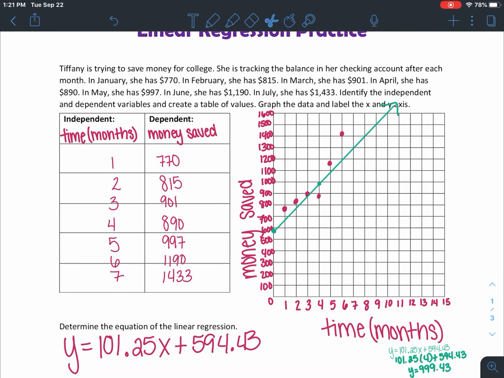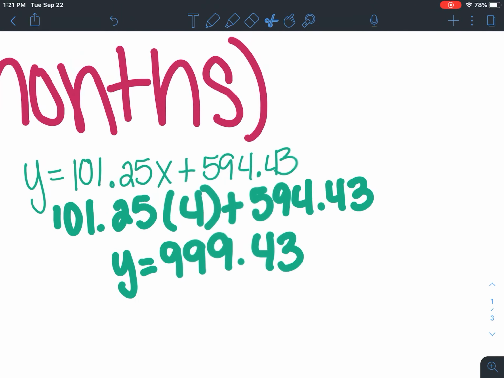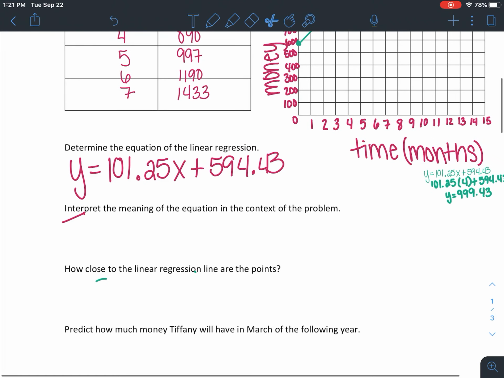So on your summative, if you want full points for graphing your linear equation line, this is what I would want to see. I want to see you graphing your y-intercept and finding another point that's on the line using your equation that you just found, graphing those 2 points, connecting them with a line. Okay, that was a lot.